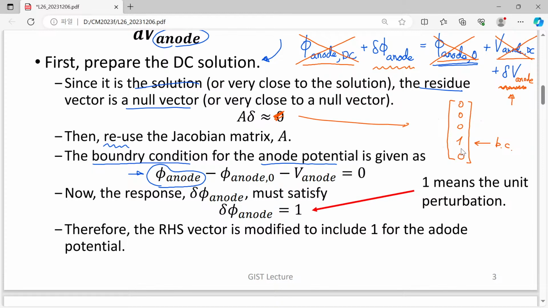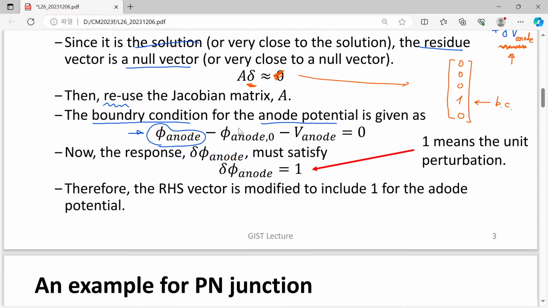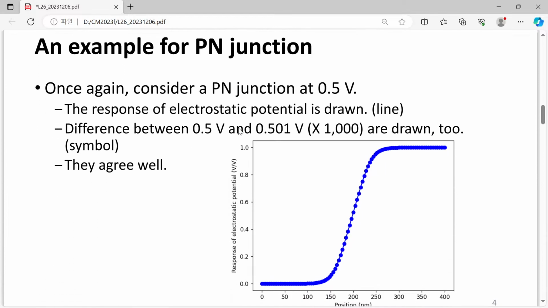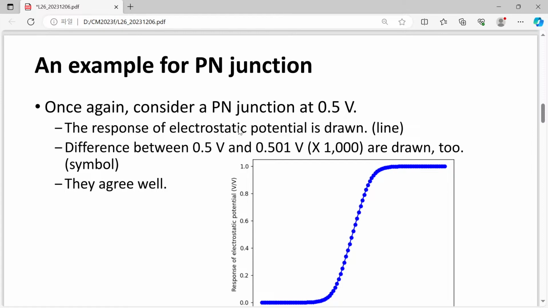So then, what you have to do is just to solve this system. By solving this system, you will get delta, and this delta will contain the information like this: the fluctuation of your potential, fluctuation of your electron density, hole density, according to the perturbation applied to your anode potential. So that is the physical meaning of your solution.